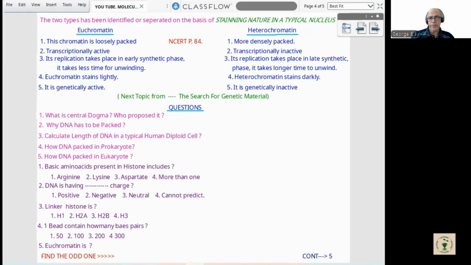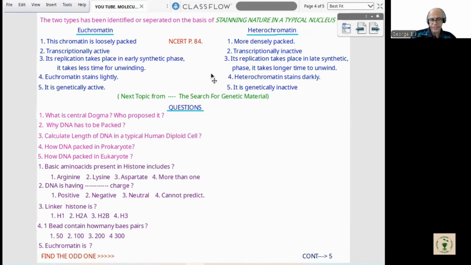The comparison between the two types of chromatin, that is euchromatin and heterochromatin, can come as a table-wise question, a comparison question, or find the odd one out. All types of questions can come from this area, so this episode is important for the exam. The first type is called euchromatin and the second type is called heterochromatin. What are the differences between these two?